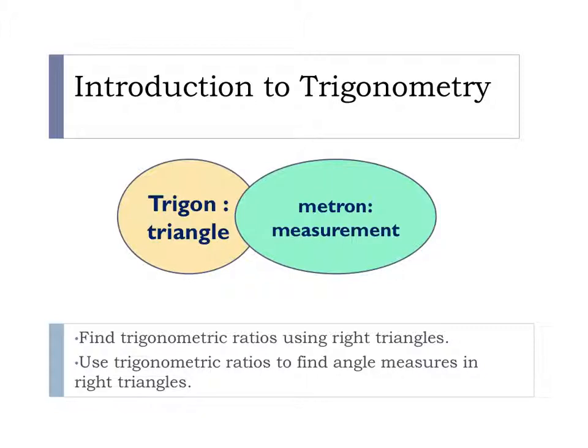Okay, intro to trig. Trigon stands for triangle, metron measurement, so everything here we're focused on triangles, specifically right triangles. And we're going to learn what the basic trig ratios are, and then we're going to use those ratios to either find missing sides if we know some of the angles, or if we know some of the sides we can find missing angles.